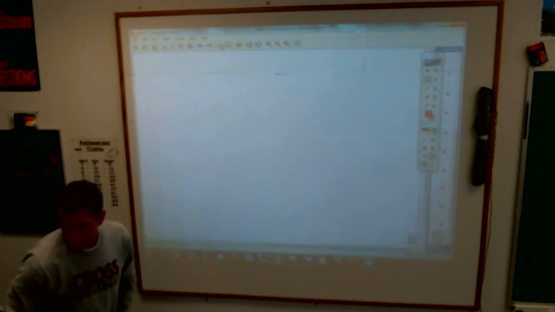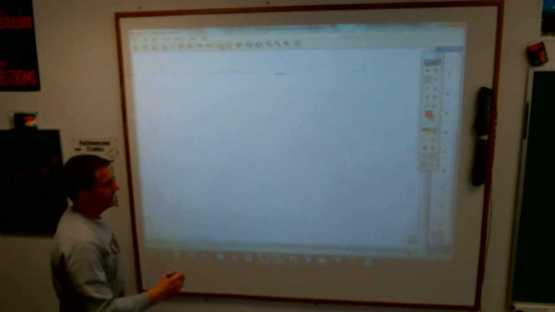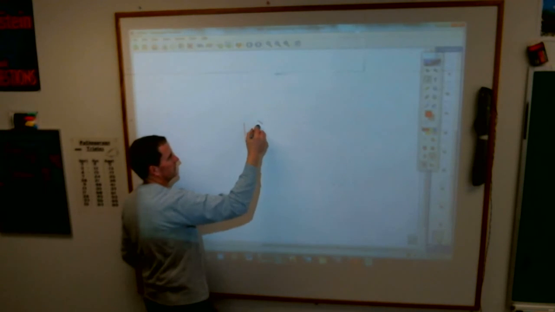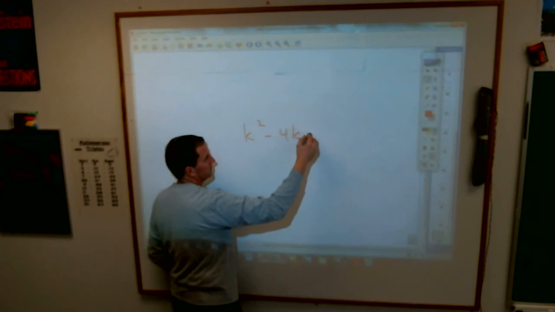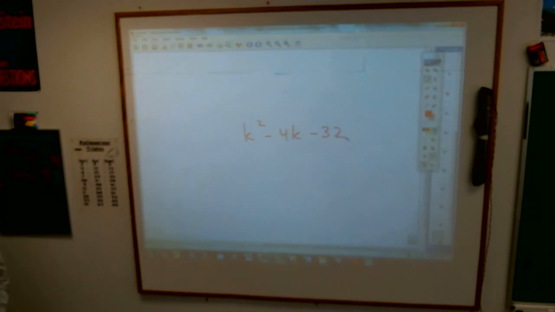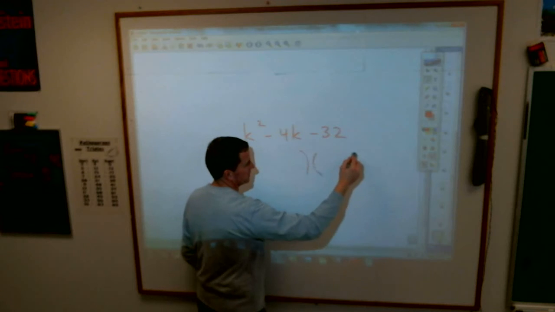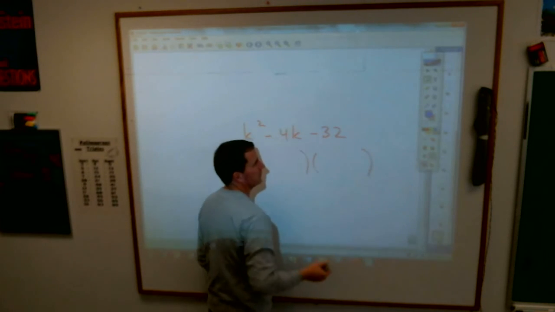How about this one? Let's use a different letter. K squared minus 4k minus 32. Notice there's no equal sign there, people. You are not solving. You're not going to get k equals. You are just factoring. You're saying what times what will give me that trinomial.